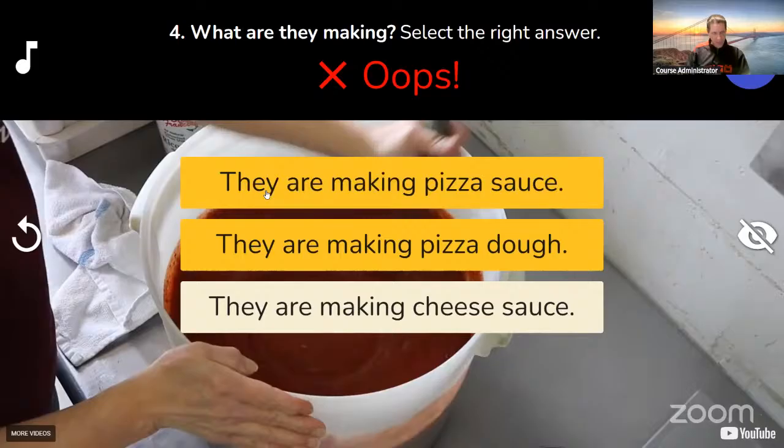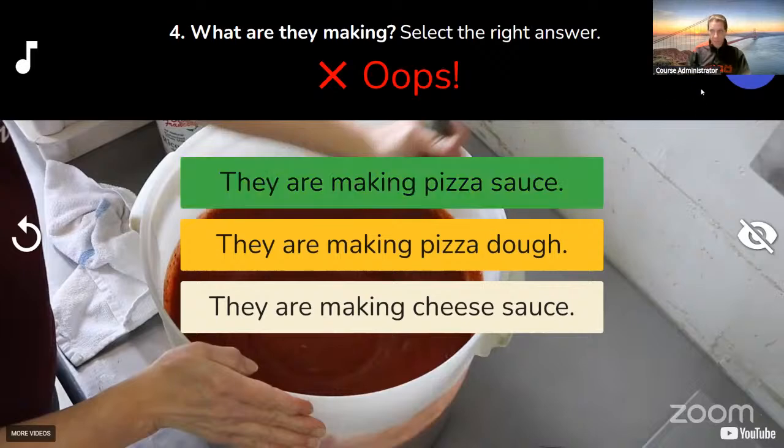Now, who are they? Are they important? Probably not. So let's change that to the passive voice. They are making pizza sauce. We'll need to change that to the pizza sauce is being made. The pizza sauce, verb to be, is, because it's being made right now, is being made.